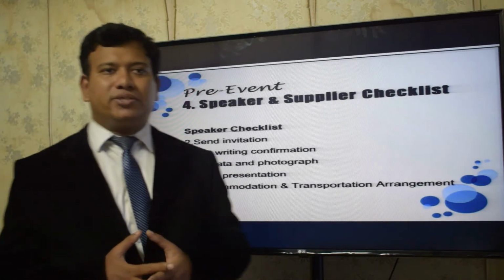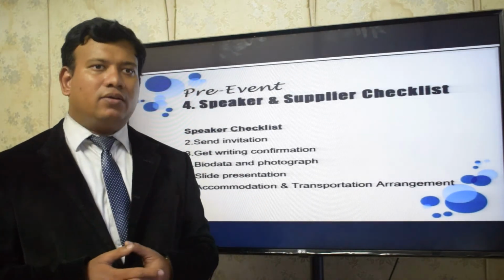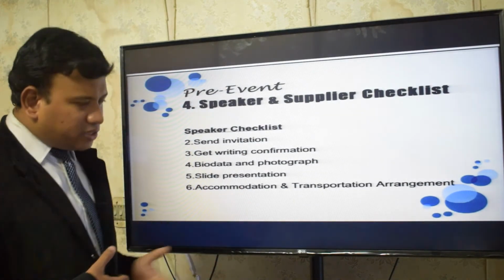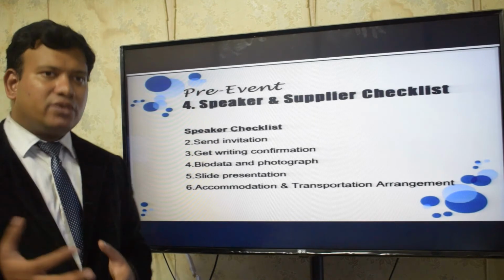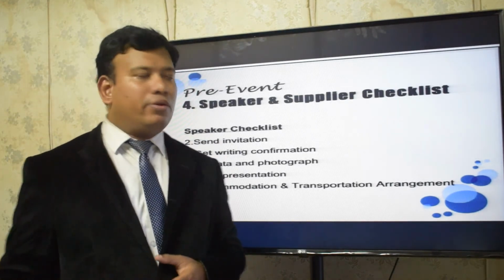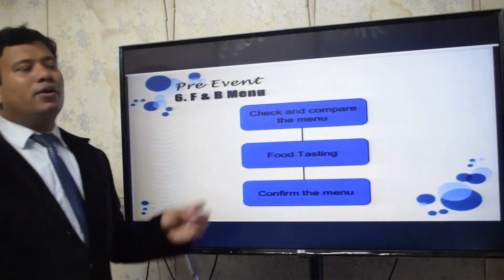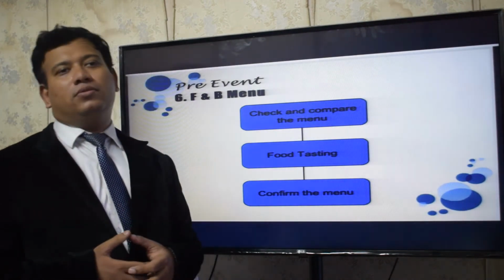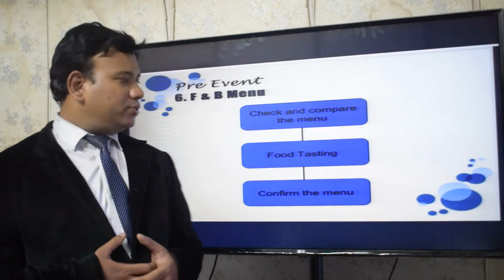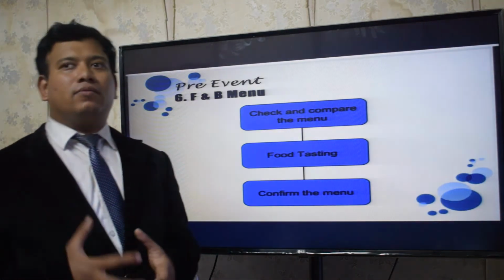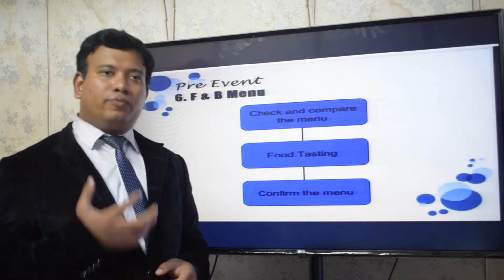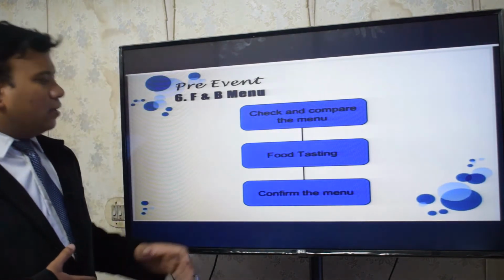Accommodation and transportation: if a guest wants to stay at the venue beforehand, the transportation and accommodation for them is most important in an event. Coming to the pre-event and F&B menu: checking and comparing the menu from different caterers, food tasting, how the food will taste, how the palatability of the food is, and confirming the menu.